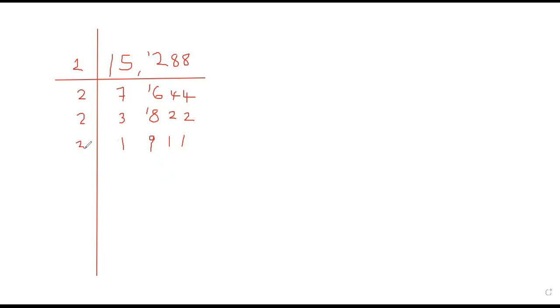Now let's try 3. 3 in 1 won't divide, so I'm going to add this 9 to it, and that's 19. 3 in 19 will give me 6, since 3 times 6 is 18. So I'm going to have my 6. 19 minus 18 is 1, so I'm going to have my 1 here now. 3 in 11 is 3, with remainder 2. So I'm going to have my 2 here now. 3 in 21 gives us 7.